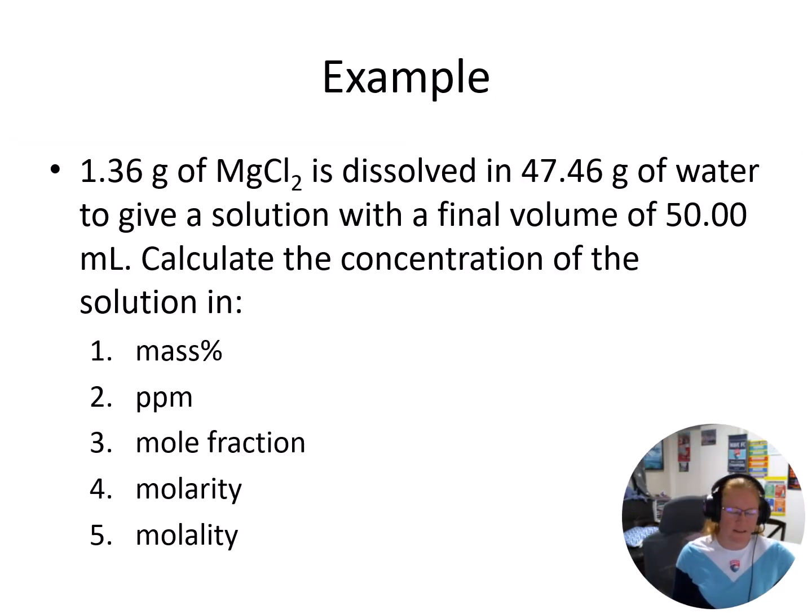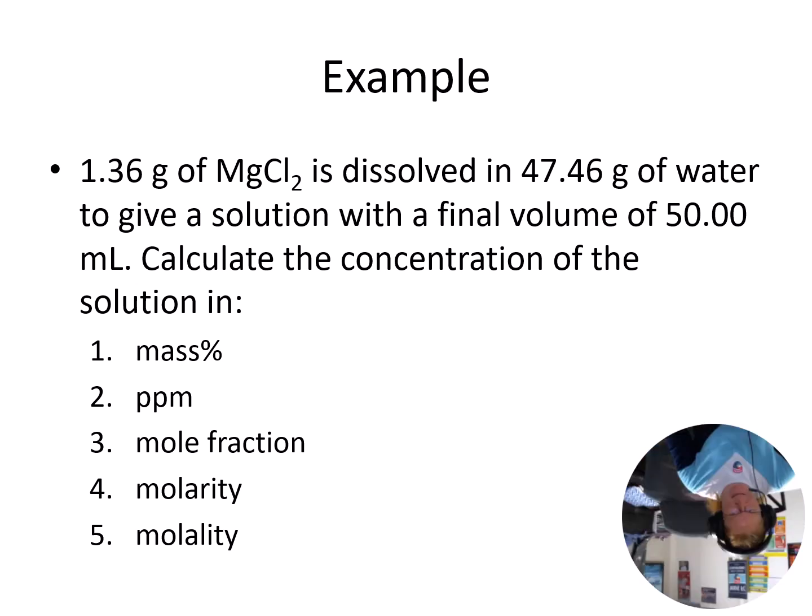Okay, so we've got some magnesium chloride. We're going to dissolve it in some water. We're going to have a final solution volume of 50 mL. Let's make sure we still remember how to do all these. And let's look at mass percent, parts per million, mole fraction, molarity, and molality. So we'll take a look at all of these. All right, so first up is our mass percent.